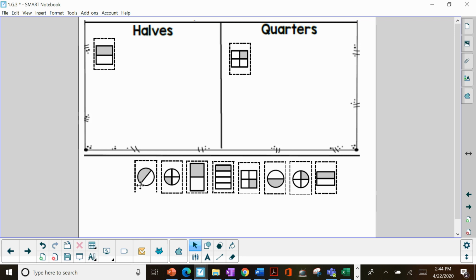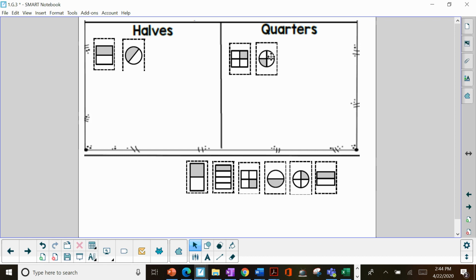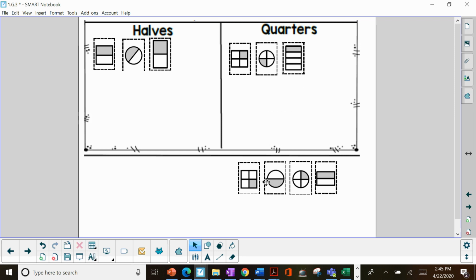This also, don't let that diagonal line that's not straight up and down confuse you. Each of these sides is an equal share, and it's divided into 2 equal shares, so it goes into halves. This circle is divided into 4, or partitioned, into 4 equal shares, so this would be quarters or fourths. This is divided into 2 equal shares, so that's going to be halves. This is partitioned into 4 equal shares, so that's going to be quarters or fourths.